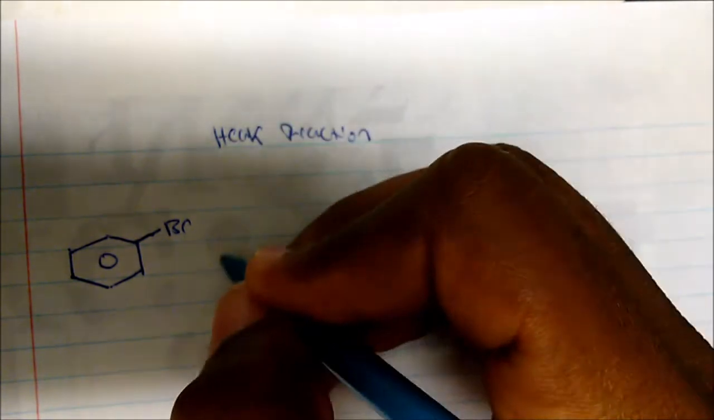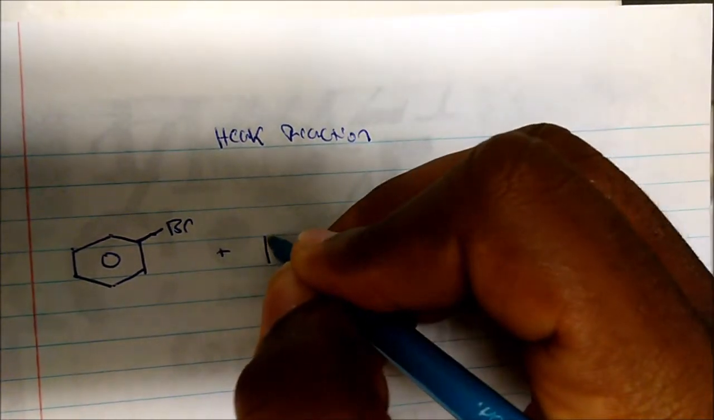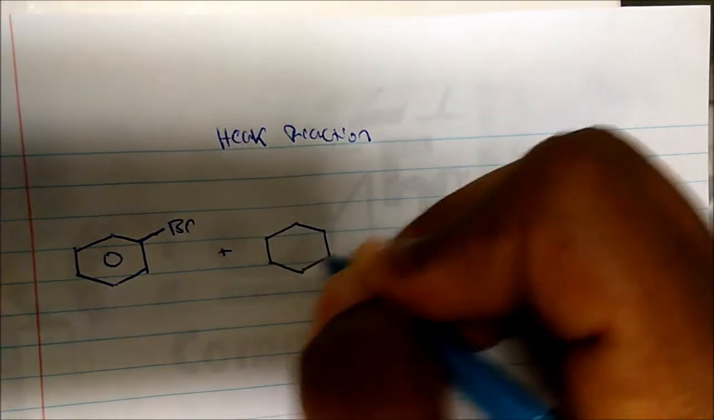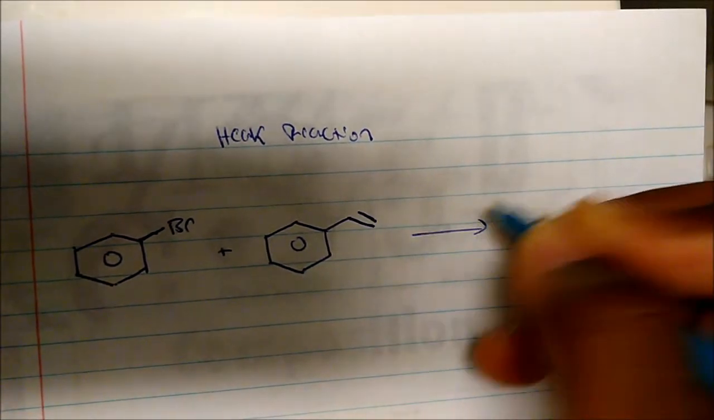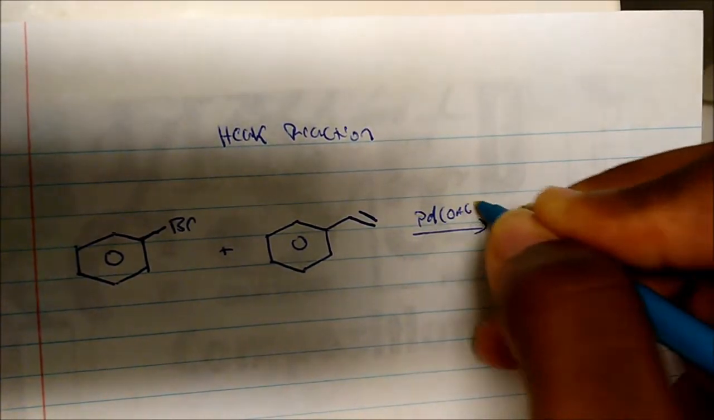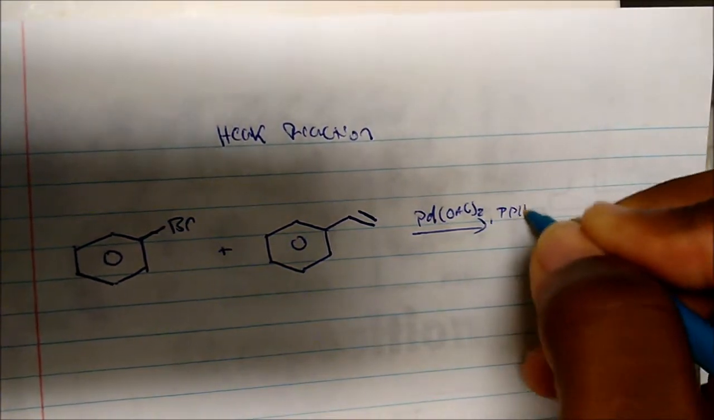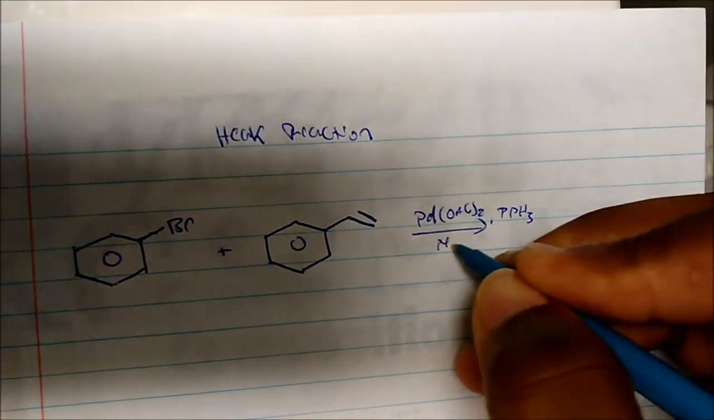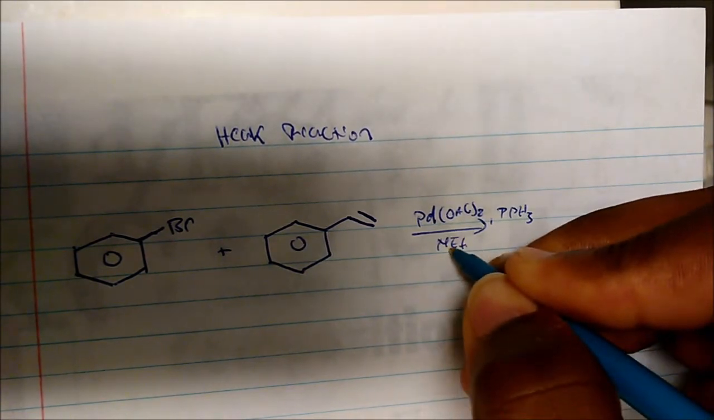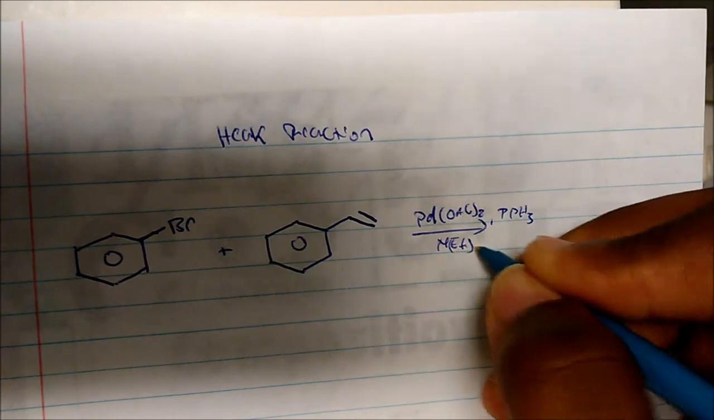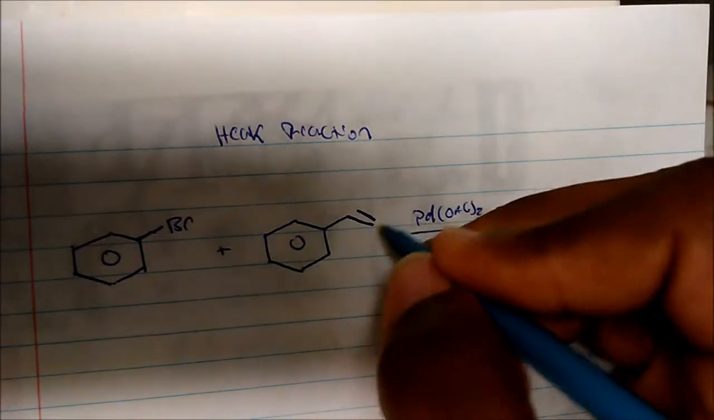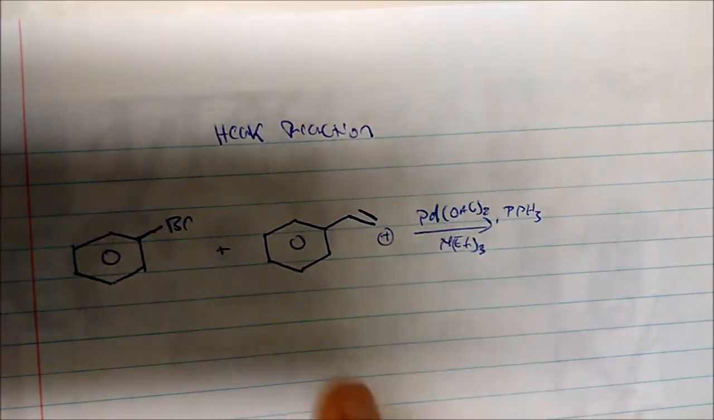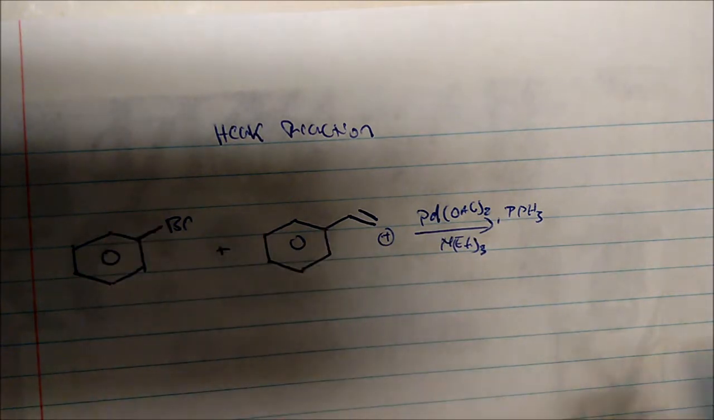So we take an aryl bromide and we add some sort of alkene. In this case, I'm going to use styrene. Okay, this is styrene, and here are the reagents that we use: palladium acetate, triphenylphosphine, and triethylamine. Okay, and what we generate is a terminal carbocation that the bromine will attack, and the reaction goes from there.